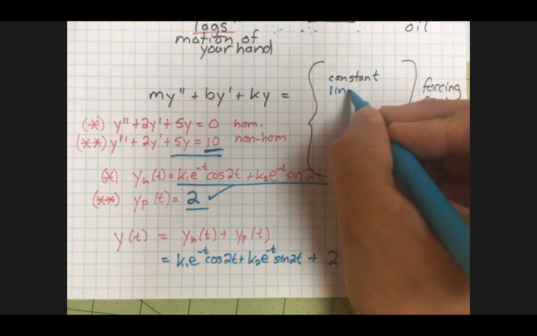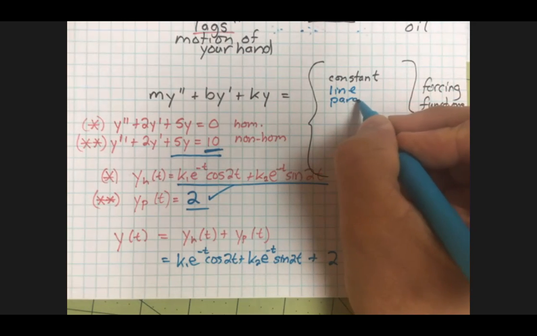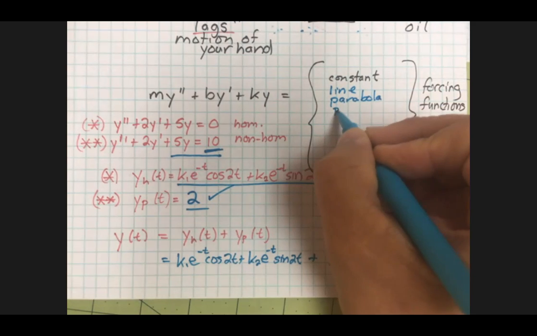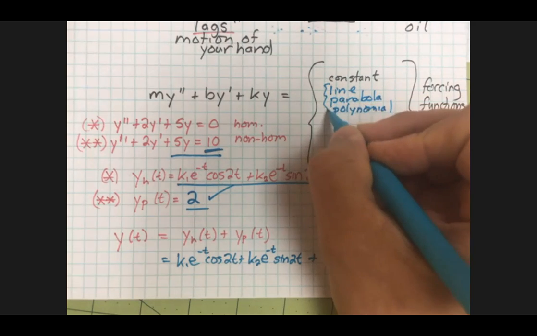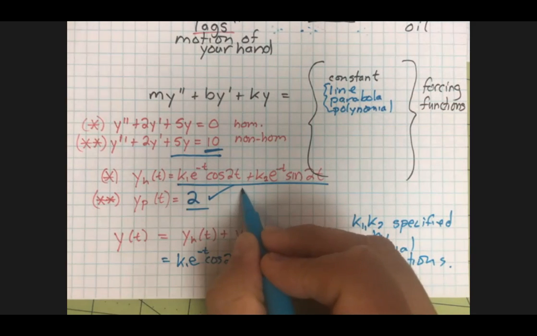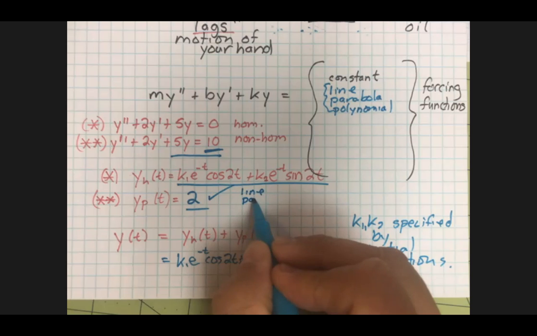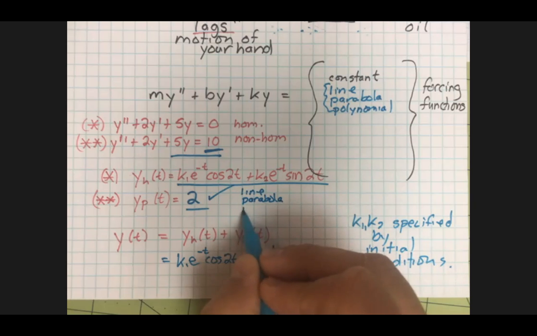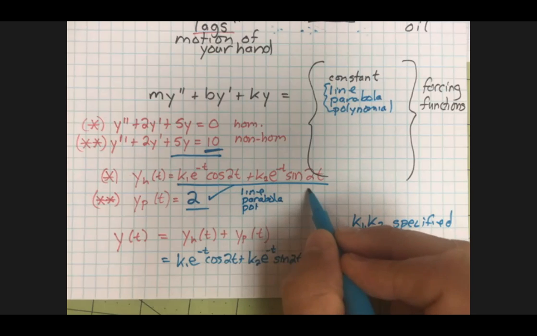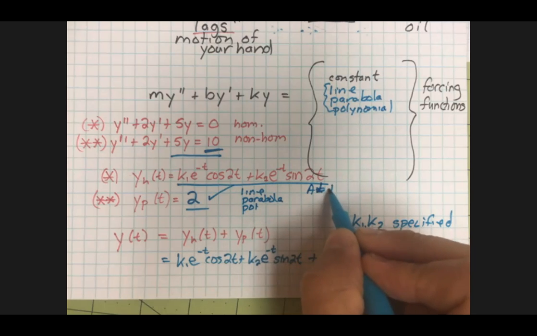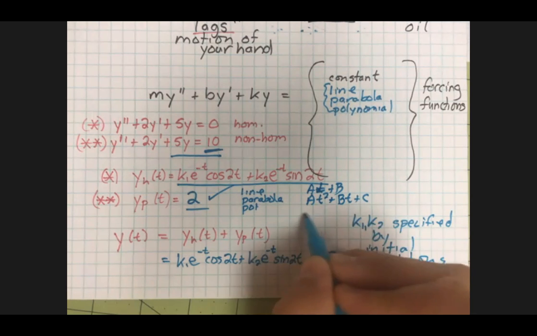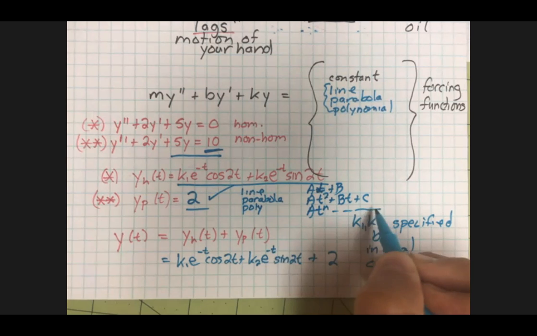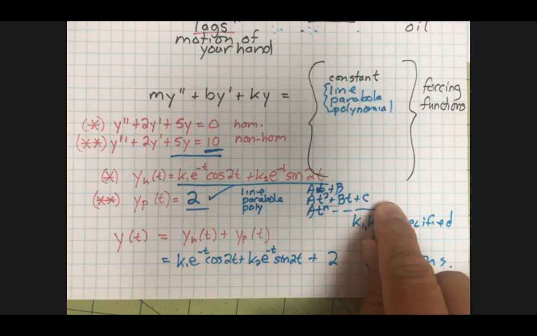How about a line? How about a parabola? How about any polynomial? No problem. I just make my yp into a line, a generic parabola, or any polynomial. That's the method of undetermined coefficients. At plus b, at squared plus bt plus c, at cubed, whatever polynomial I got, a t to the n stuff. Full polynomial, coefficient for every power.